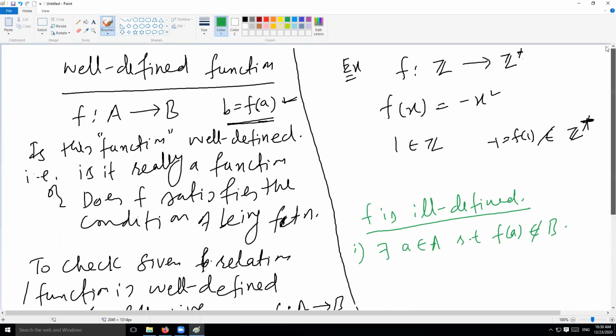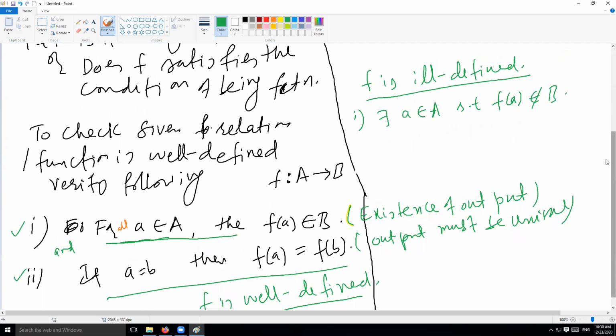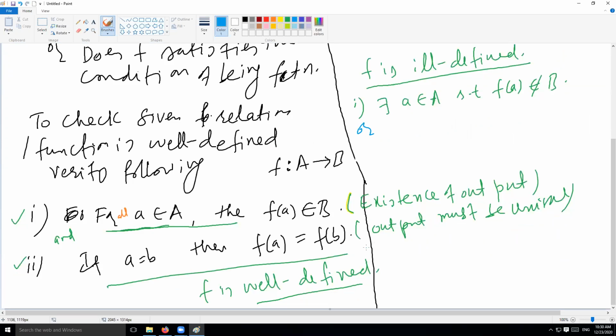Then the function is ill-defined. For example, in this example, I can say that this function is ill-defined because I have 1 in Z for which F of 1 does not belong to Z plus. So if the first condition is not satisfied, your function is ill-defined. Or you can have a situation where the first condition is satisfied, but the second condition is not satisfied. So what would be the negation of the second condition?